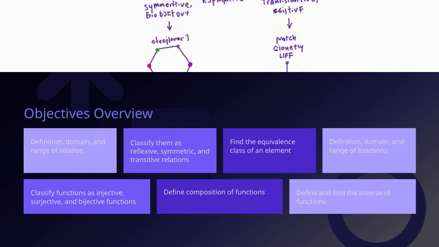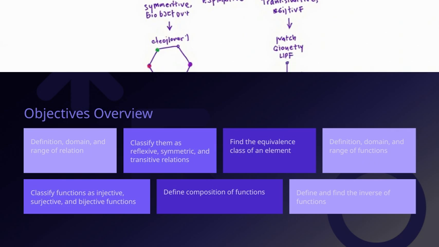Let's start by exploring some fundamental concepts related to functions and relations. First, we'll look at the definition, domain, and range of functions. Understanding these basics is essential because they form the foundation for more advanced topics. The domain is the set of all possible inputs for a function, while the range is the set of all outputs it produces.